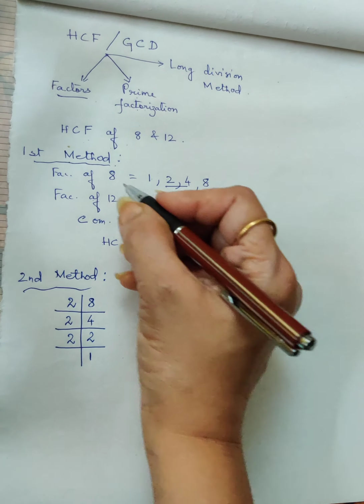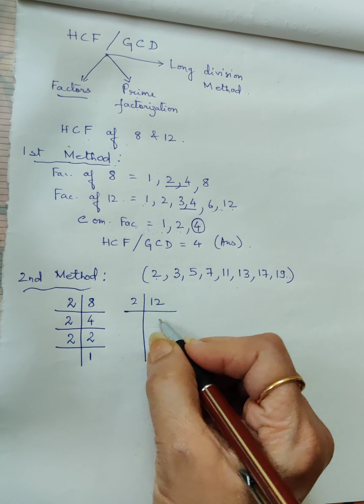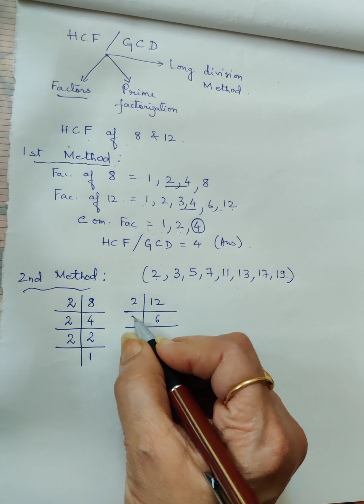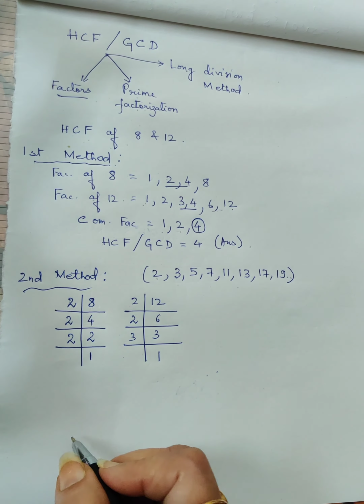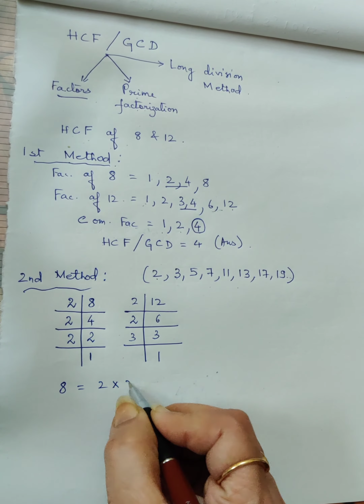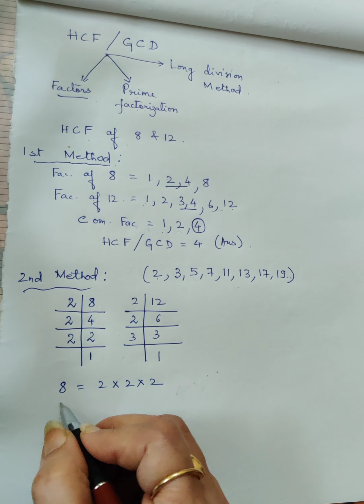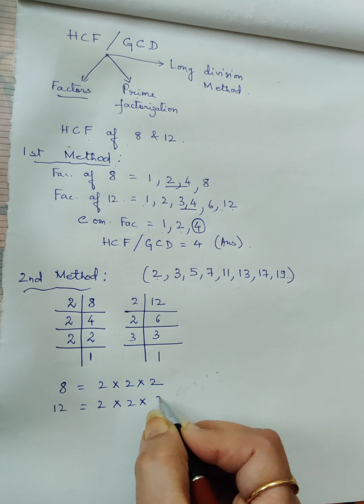Likewise we will find out for 12. So 12 will be divided by 2 6 times. 6 will be divided by 2 3 times. 3 will be divided by 2 1 time. So we have 8 as 2 into 2 into 2. And 12 we can take as 2 into 2 into 3.